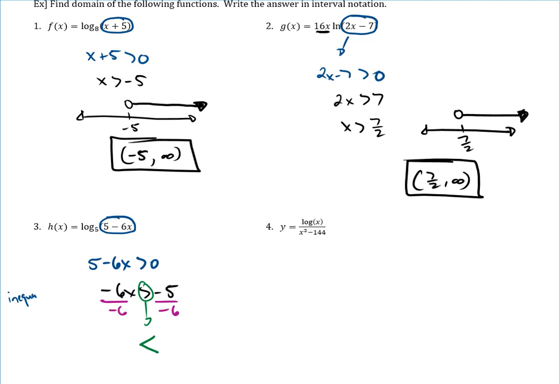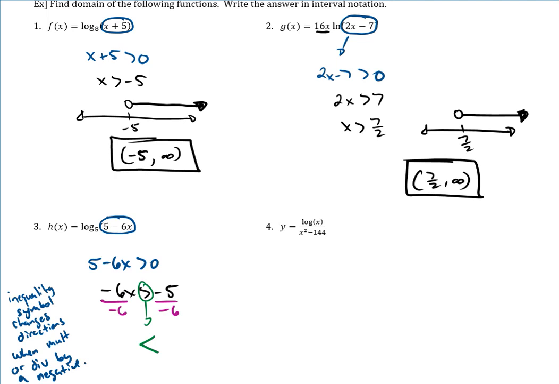So let's say: inequality symbol changes directions when multiplying or dividing by a negative.